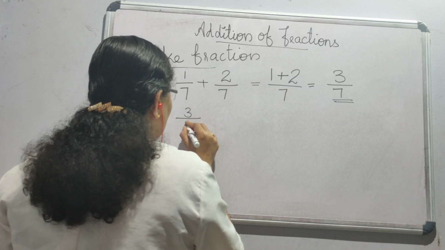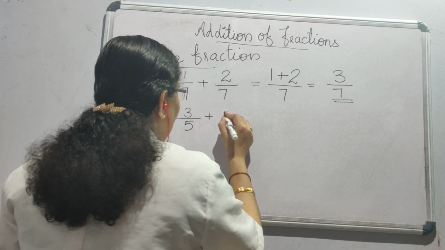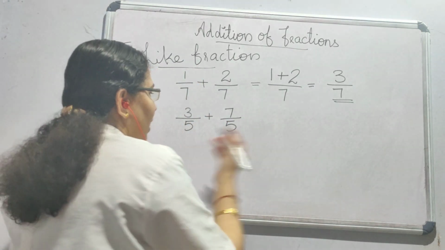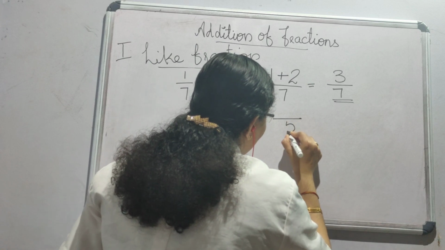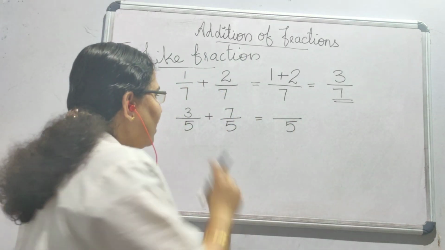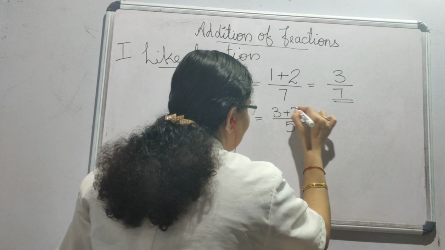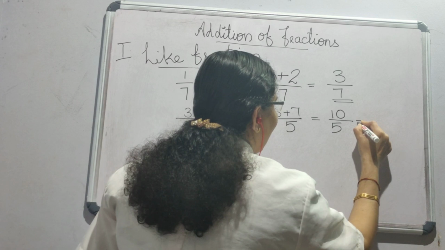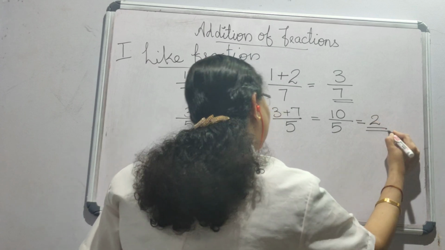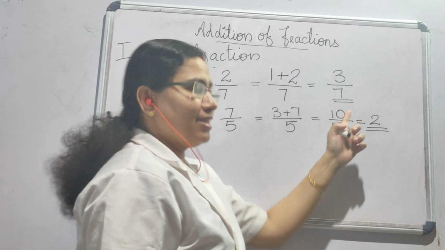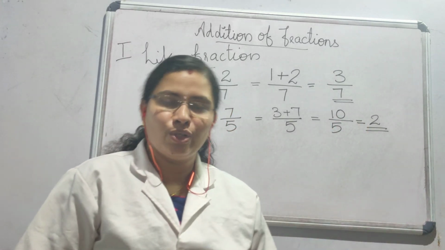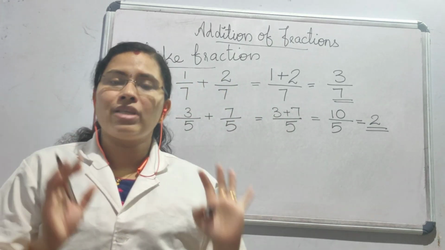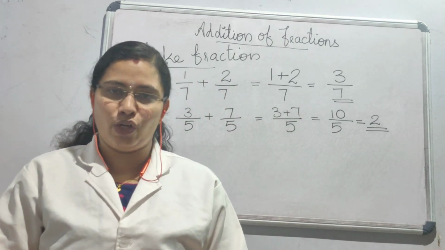3 by 5 plus 7 by 5. Okay? What is the denominator? Denominator is 5. Then 3 plus 7, that is equal to 10 by 5, or you can write it as 2. If you are writing it as a fraction, you can write it as 10 by 5, which is equal to 2. What is the answer? 2 is the answer. So this is very simple. You just add the numerators and write the denominator.